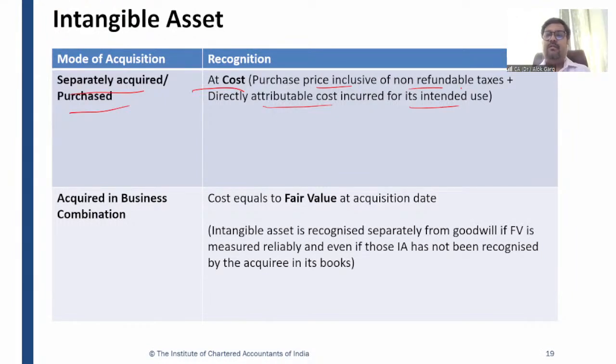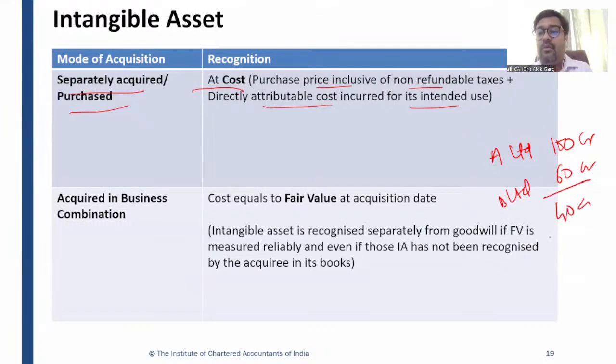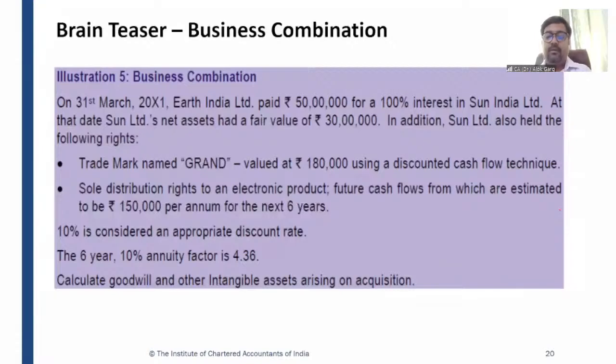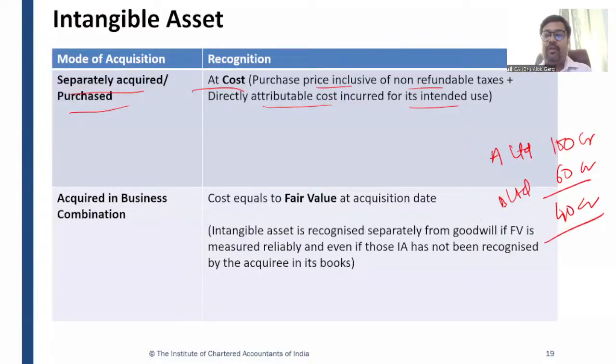So in this case, for example, A Limited is acquiring B Limited, right? So A Limited is paying 100 crore as a part of the consideration of B Limited. And the net assets value of B Limited is only 60 crores. So the differential is 40 crores. Now you tell me, if the value of the tangible assets of B Limited is 60 crores, then why will A Limited pay 40 crores extra? Tell me.